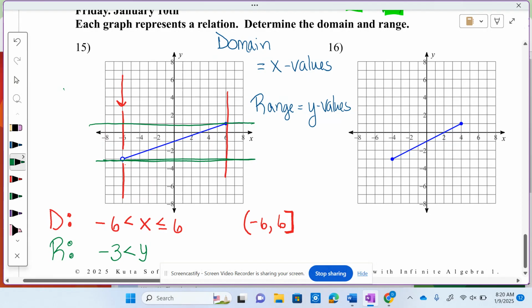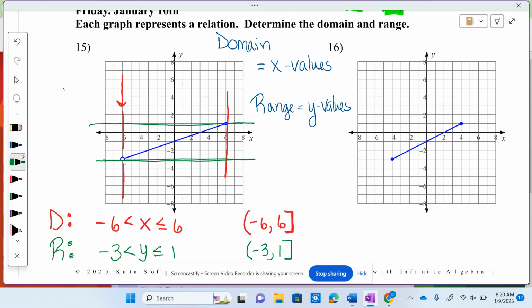What's the highest it goes? +1, less than or equal to 1. If I wanted to write it using set notation, I start with a parenthesis, -3, comma 1, bracket. Either one of those are perfect. Okay. Does that make sense?